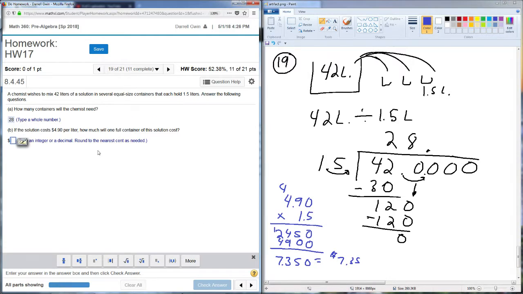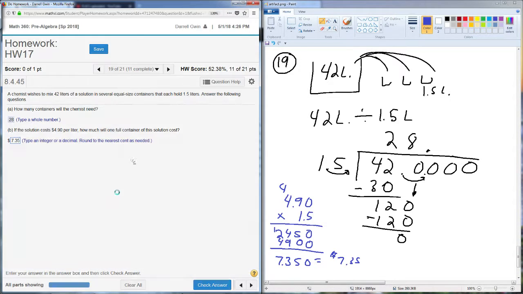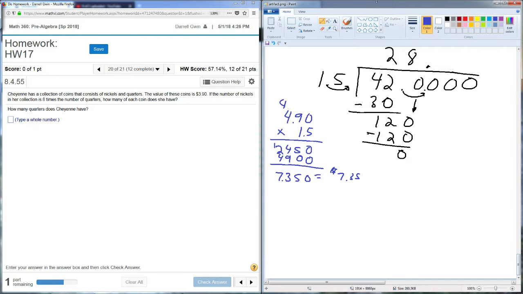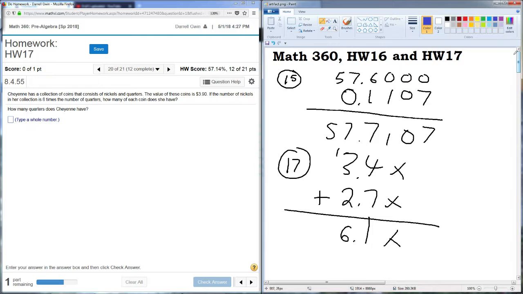Round to the nearest cent. 7.35. Excellent. Yep. Let's go back to the top and clear. It's all clear.